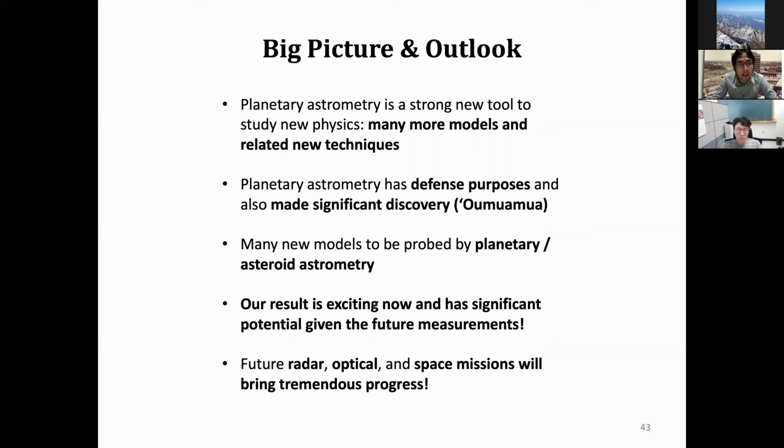Planetary astrometry is a strong new tool to study new physics, with many more models and related new techniques. Planetary astrometry has defense purposes because you don't want asteroids to hit the Earth. And if one is hitting the Earth, you need to evacuate. You need to tell people to leave the place. And it has made a significant discovery about Oumuamua.